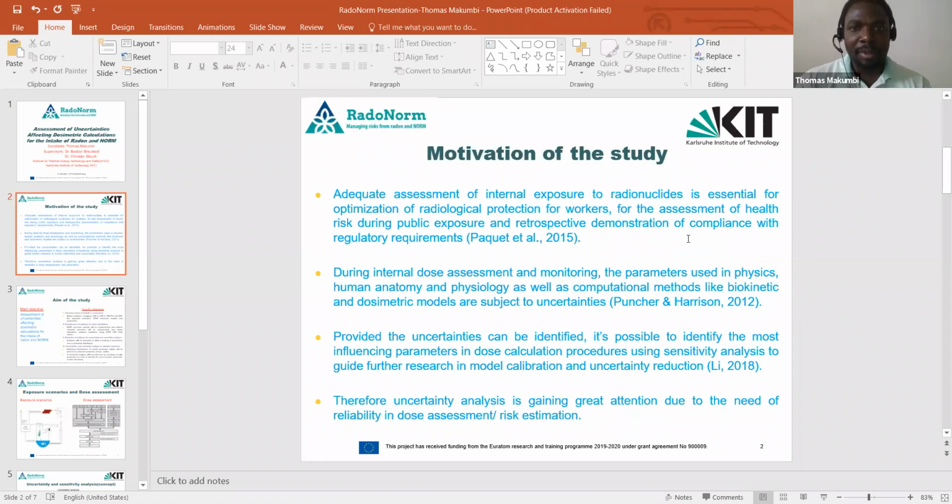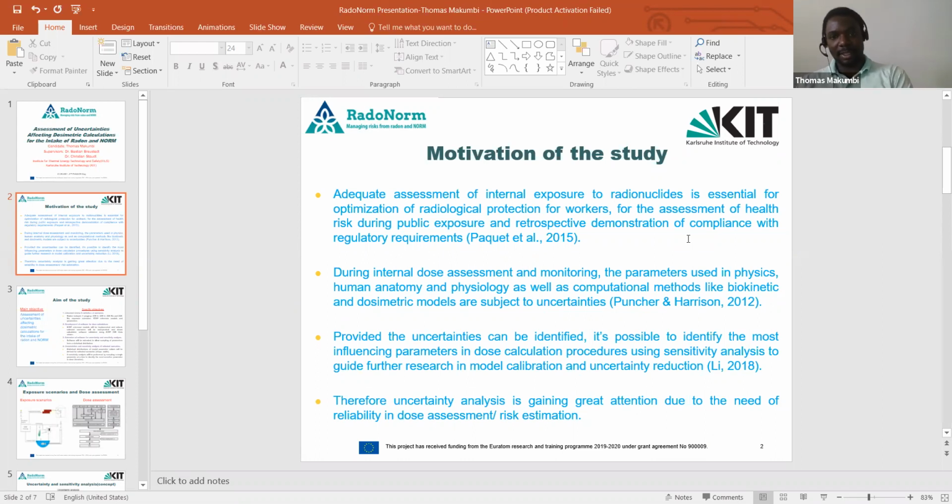So the motivation for this study is that adequate assessment of internal exposure to radionuclides is essential for optimization of radiological protection for workers, and also during risk assessment in case of public exposure. And from the legal or regulatory point of view, most of these NORM industries have to showcase compliance with existing regulations.